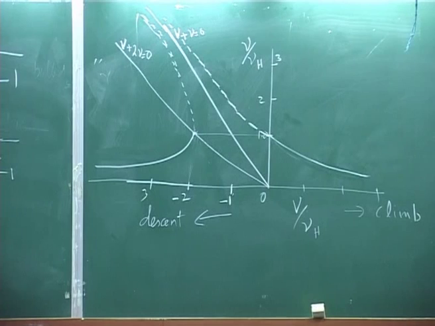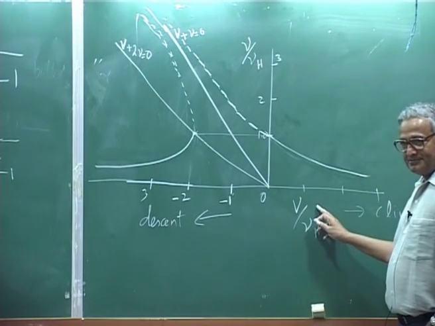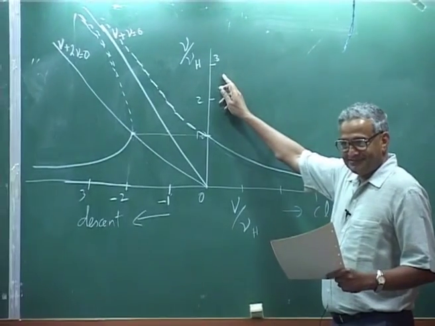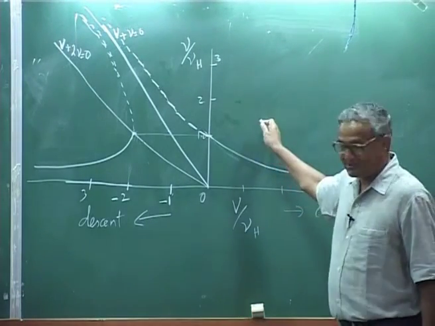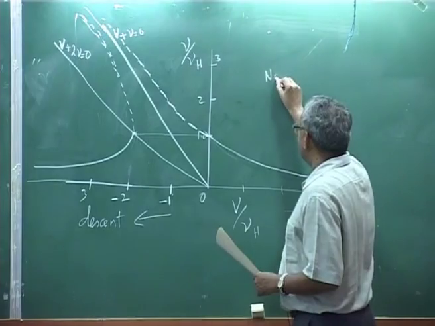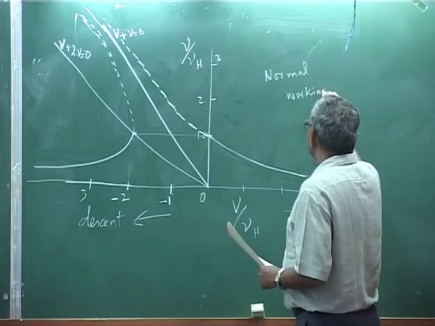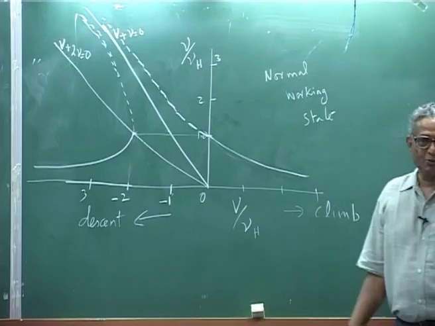Now, let us go back to this. This is a problem. I should have drawn this figure there. Anyway, it is okay. Here V is positive, V plus nu positive, V plus 2 nu positive. Everything is positive. So, this is the normal working state, this quadrant.